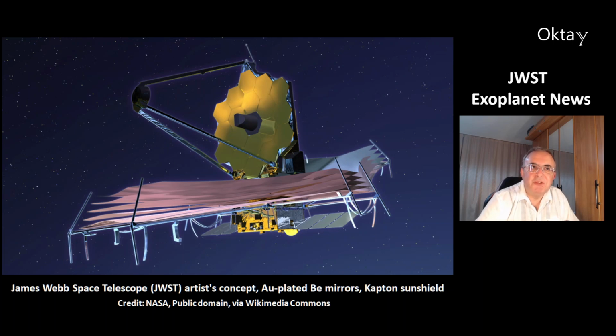Welcome to today's video about the James Webb Space Telescope and its contribution to the science of exoplanets. This is a nice artist concept of the James Webb Space Telescope. You can see at the top the gold-plated beryllium mirrors. Beryllium was chosen as a material because it has very good thermal properties, and gold is a very good reflector for infrared light. At the bottom you can see the multi-layer sun shield, which is made of Kapton. This sun shield is essential for the James Webb Space Telescope to work.